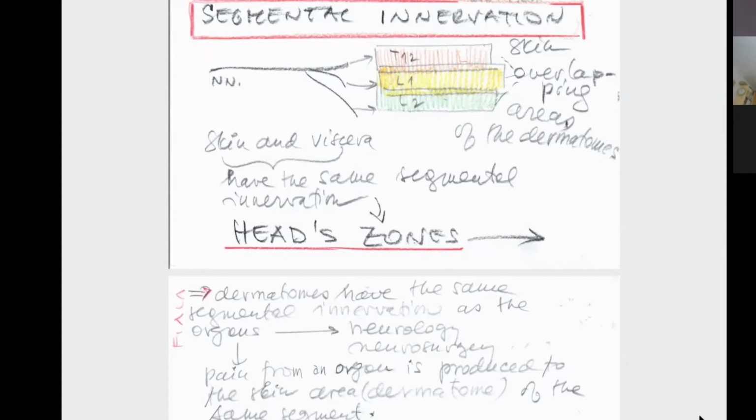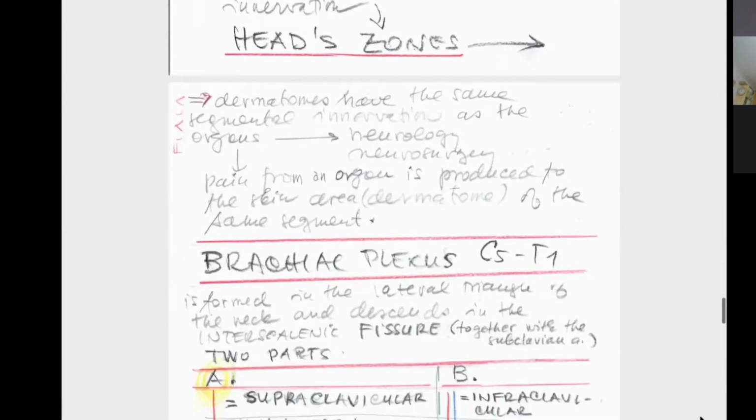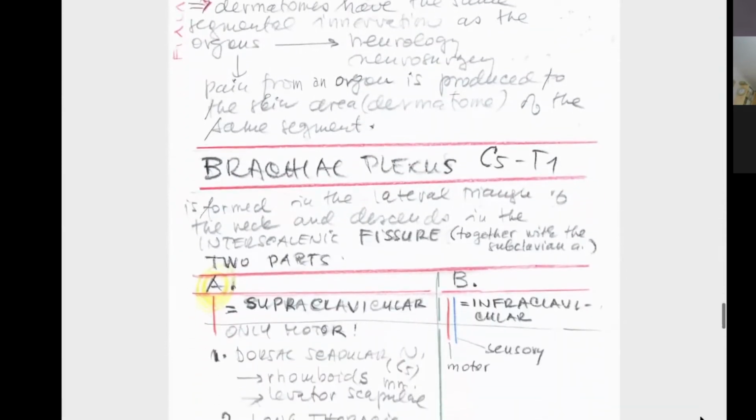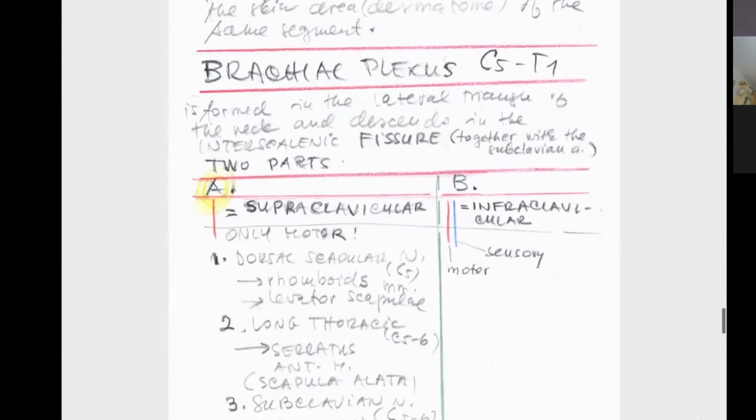That's why these head zones are important for neurology, because neurologists can simply identify the pain coming from the typical organ. A good example is the pain from the gallbladder, or from the kidney, or from other parts of the body. Next, we are looking now at the next page. Next one, yes, and then we are approaching the brachial plexus a bit more.